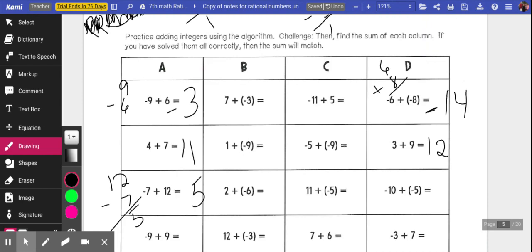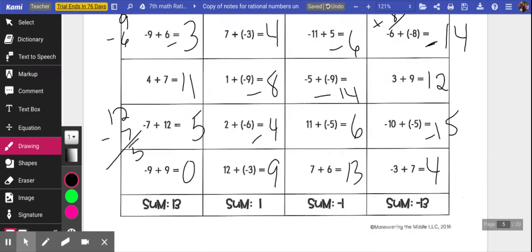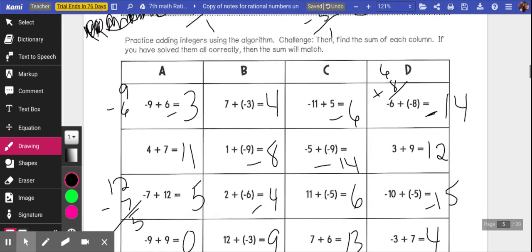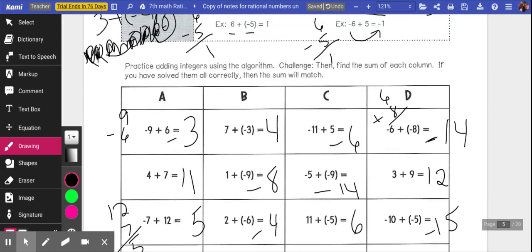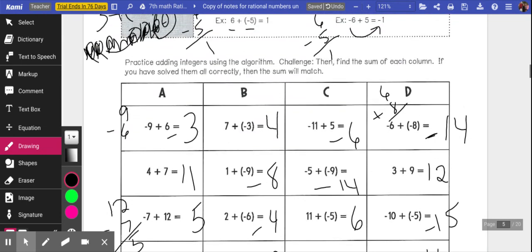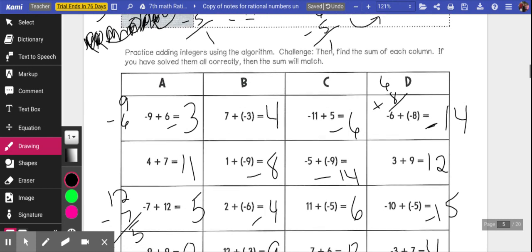Go ahead and pause it and do those. If you need to pause it to look at my answers, go for it. I really don't remember now which ones I hadn't done.